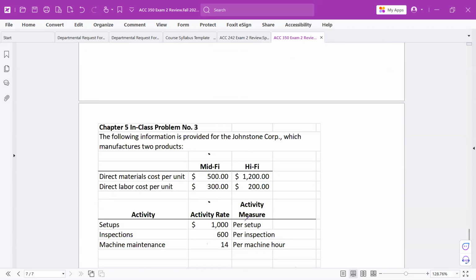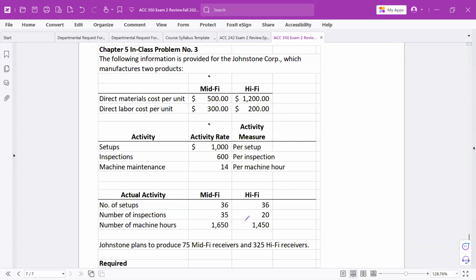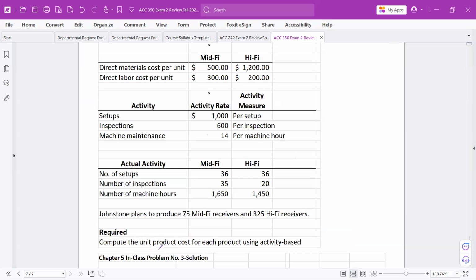And then the last one that I'm going to go through is a really good comprehensive problem because it combines chapter 3 and chapter 5 together and forces you, one, to be able to use activity-based costing to assign the overhead, and then two, determine the total unit product cost. So that goes back to chapter 3. So the first thing we need to be able to do is assign that overhead. And once we've assigned the overhead, then we can come up with a unit product cost.